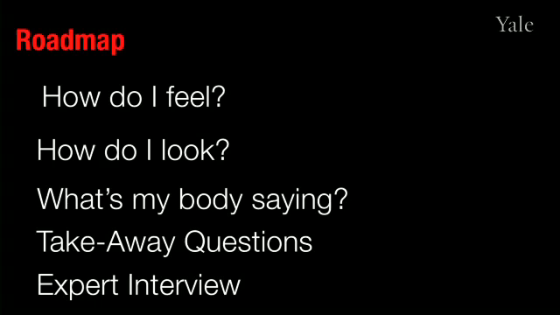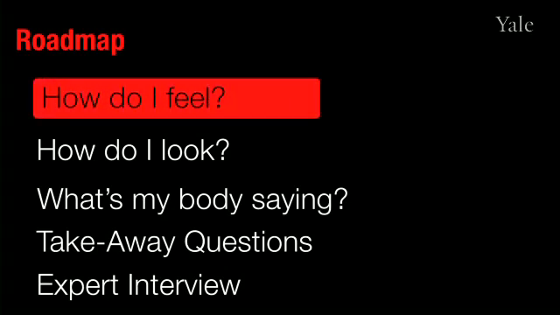This is really using a multi-componential approach to emotion that's going to guide our roadmap today. So first, we'll try to look at ways in which people measure the subjective experience of emotion, or how do I feel? Then we'll look at the ways people measure the outward expressive display of emotional behavior. In other words, how do I look when I feel emotional? And finally, we'll conclude by discussing physiological ways of responding. So physiological tools to measure emotion in the autonomic and central nervous system, answering the question of what is my body saying when I'm feeling a given emotion. We'll conclude with our takeaway questions and expert interview.